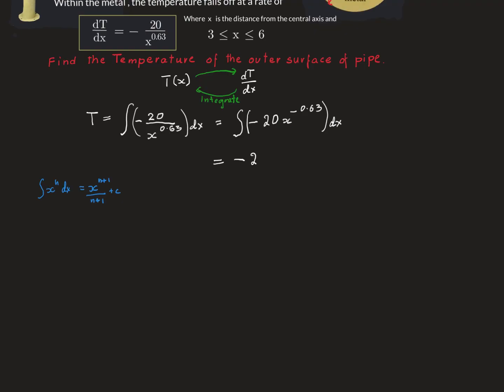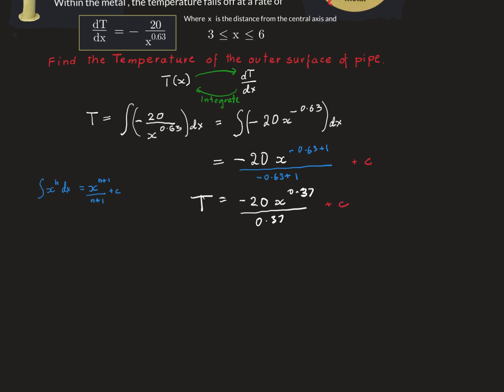So it becomes minus 20 x to the, and here we need to add 1 to this, so minus 0.63 plus 1, and we're going to divide it by minus 0.63 plus 1 and add the c to it. And yes, this could be tricky, so remember it's minus 20 x to the, if we add 1 we'll get 0.37, and we'll have to divide that also by 0.37, and we add the c.